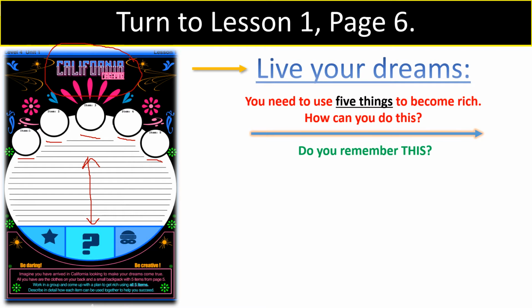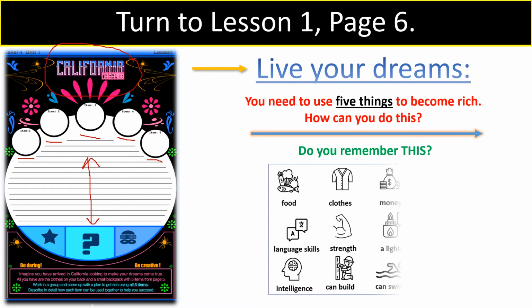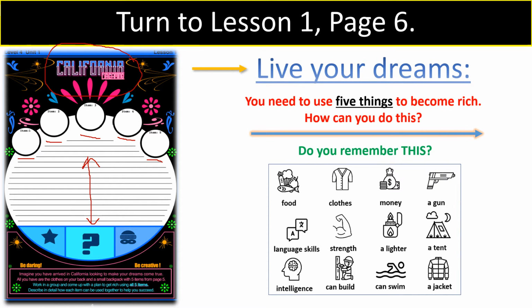All right, it says, do you remember this? Now, you might not, but nonetheless, I think it should make sense to you quite clearly. What you can see here are 12 different pictures. We're looking at something like food, clothes, money, a gun, language skills, strength, a lighter, a tent, intelligence, that means how smart you are, building skills, swimming skills, and, for example, something like a jacket that will keep you nice and warm in cold weather. So actually, all of these are things that can help you survive and even be successful.